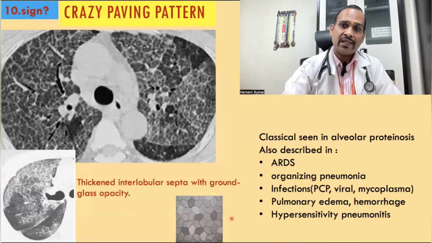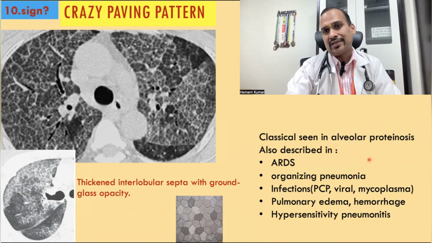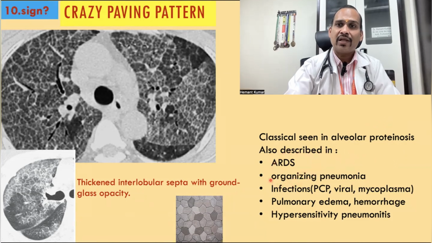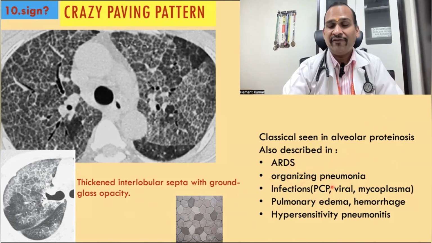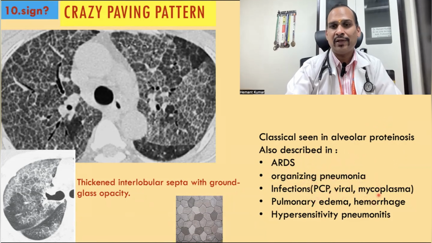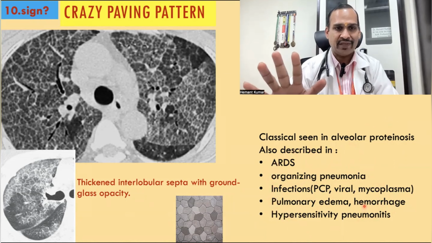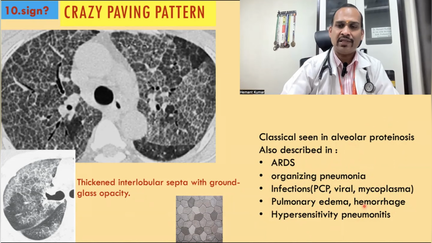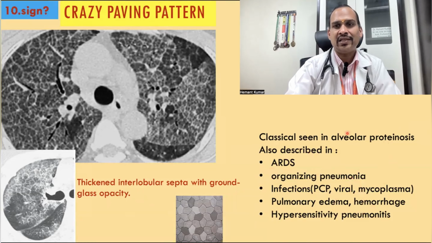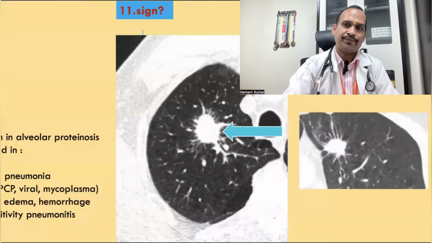It was classically described in PAP, pulmonary alveolar proteinosis, but nowadays it is also seen in ARDS, organizing pneumonia, infections like PCP, viral, mycoplasma, pulmonary edema, hemorrhage, hypersensitivity pneumonitis. So we should keep in mind this differential diagnosis because this is a frequently asked question in your exam. The crazy paving appearance may be seen in all these conditions, but classically seen in PAP.